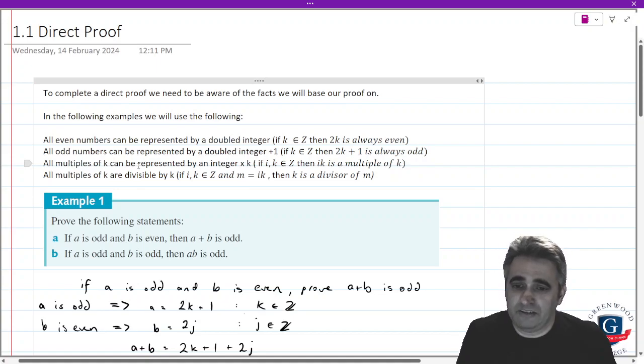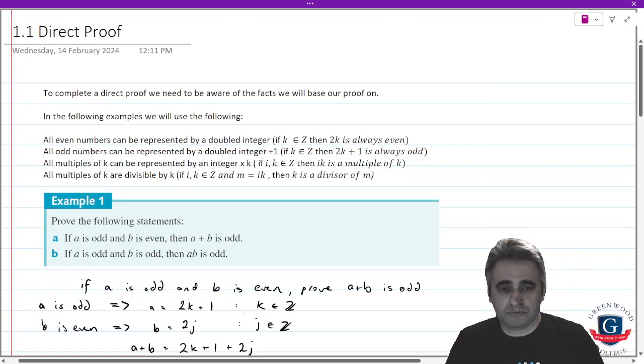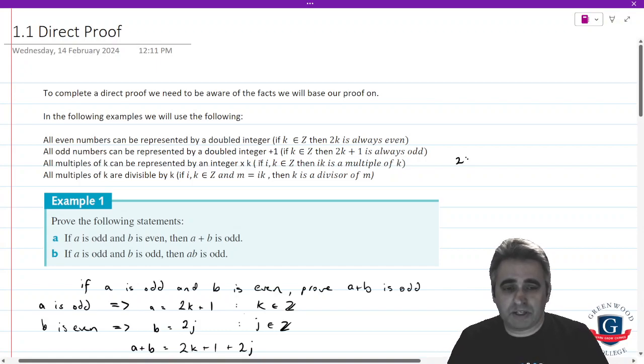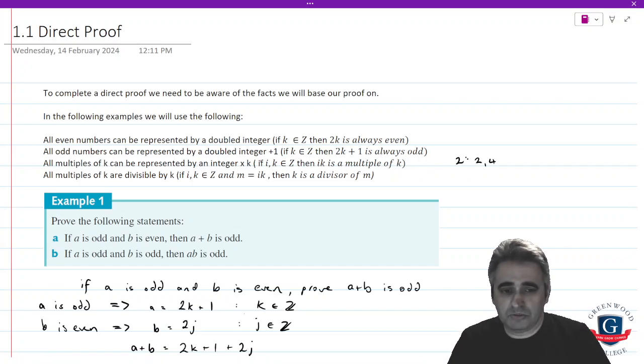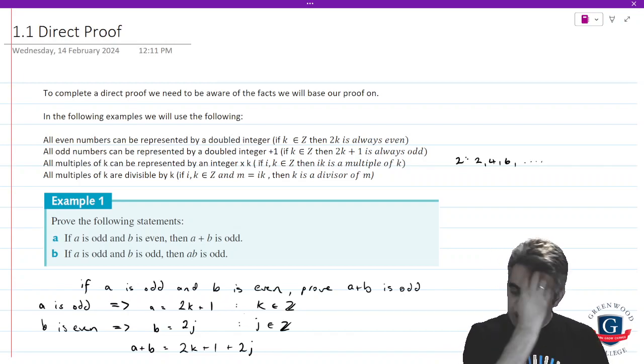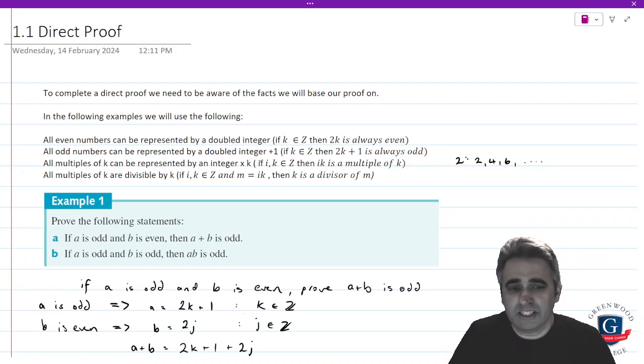Now, all multiples of k, so if k was a number that was in the integer set, any other integer times that original number will be a multiple of k. That would look like if we took the number 2 and we multiplied it by 1, we would get 2. We multiplied it by 2, we'd get 4. We multiplied it by 3, we'd get 6, so on and so forth. Rather easy. And similarly, if we have these numbers, if we divide it by this, we should get an integer. And if we do, then it's a divisor of this number.